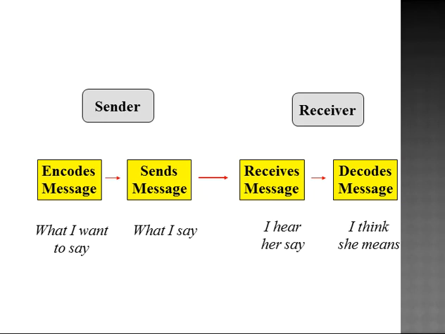So this is what communication really comes down to. You have the sender and a receiver. The sender encodes a message, what I want to say. Then the sender sends the message, what I say. Then it goes to the receiver. The receiver receives the message, I hear her say, and then the receiver must decode the message. I think she means. Now again, that's a big thing there. When you decode that message, you're not always going to be certain that you're decoding the message as it was intended when it was sent by the sender.